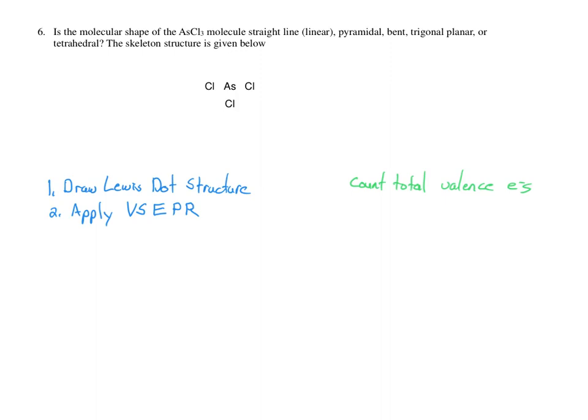So we have 3 chlorine atoms. Each chlorine atom is going to provide 7 valence electrons. So 21 valence electrons from the chlorine. Arsenic, we have one of those. It is in group 5, so it provides 5 valence electrons. So we have a total of 26 valence electrons.